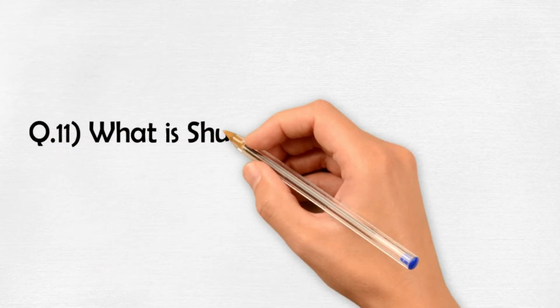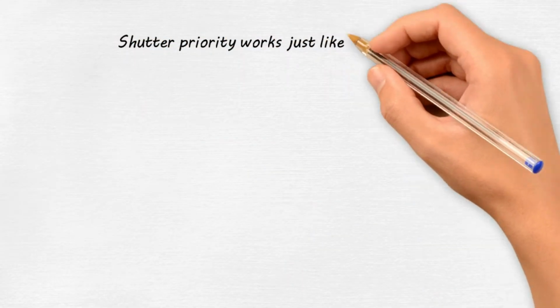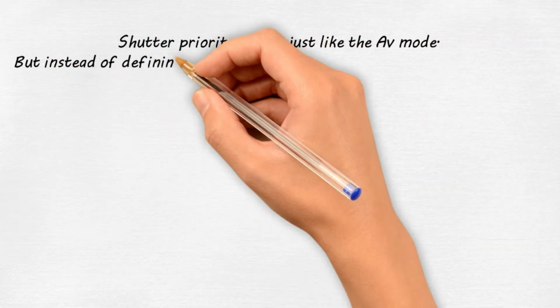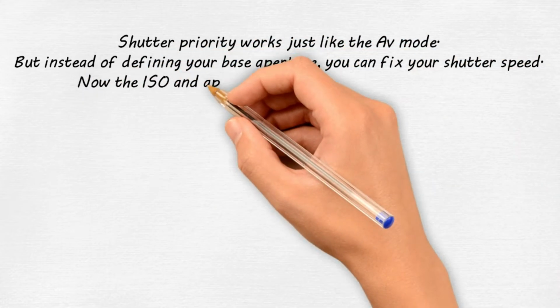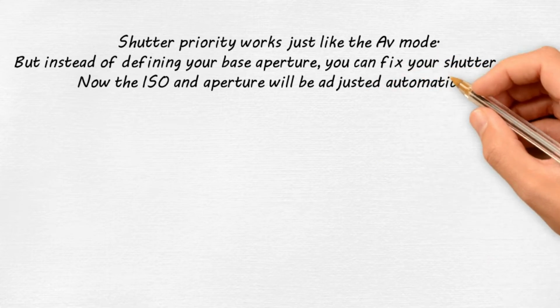Question number 11. What is shutter priority or TV mode? Shutter priority works just like the AV mode. But instead of defining your base aperture, you can fix your shutter speed. Now the ISO and aperture will be adjusted automatically.